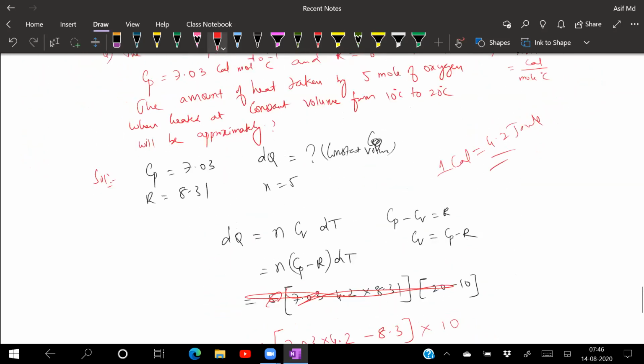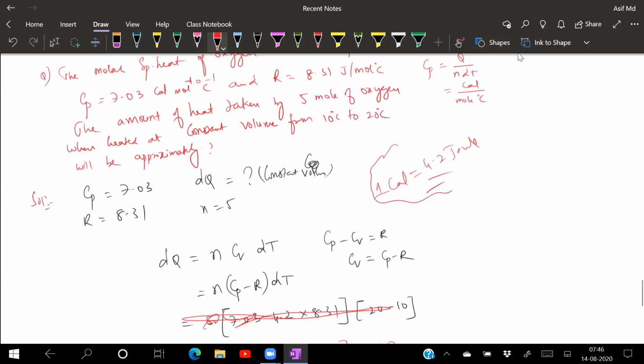Just see the calculation if I'm making a mistake anywhere. Otherwise, the process is the same. And sorry, here 1 calorie is equal to 4.2 joules.